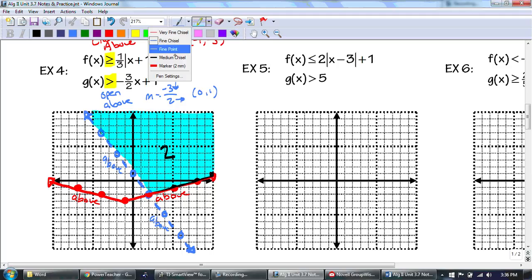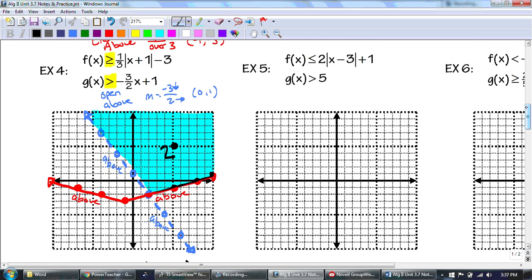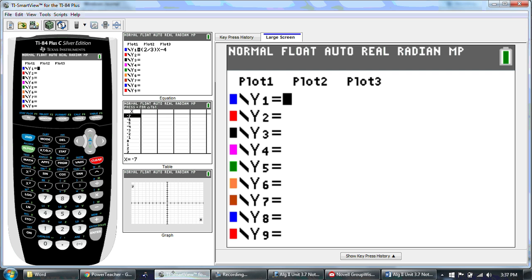Okay, and now we need to find a sample solution. Find an easy point, and that is the point (5, 5). Now if you're still having trouble with this, you can use your calculator.